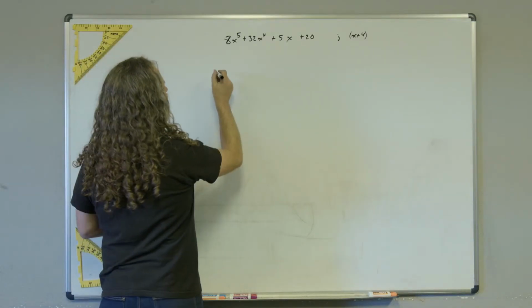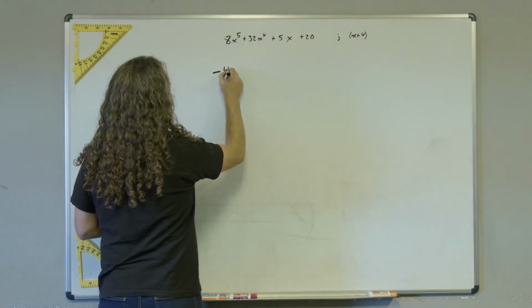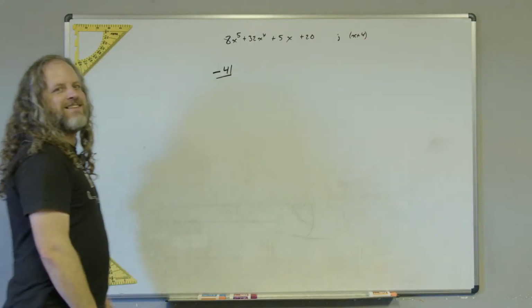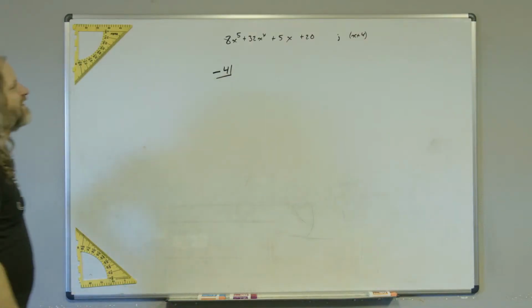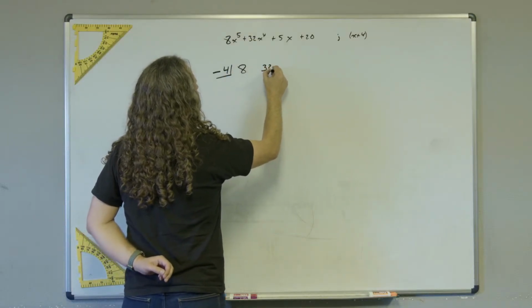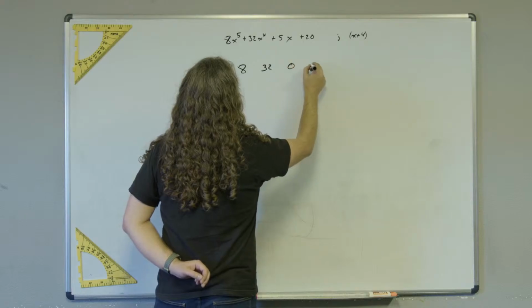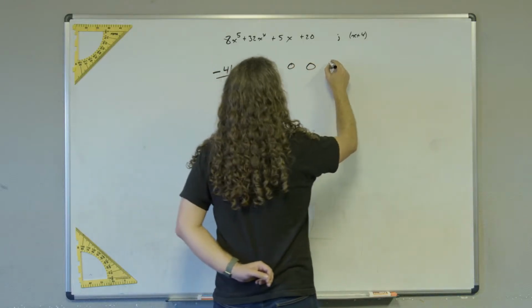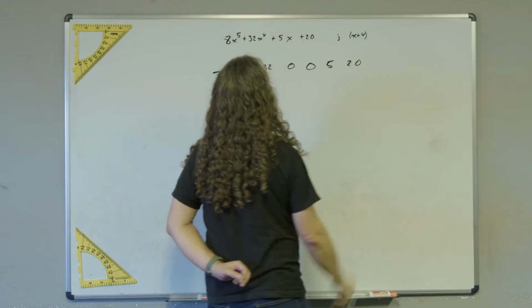Did you do positive? Yeah, but did you change it to a -4? No, I did the division very wrong. He did the long division. Then I also didn't 8, and I didn't 32. Yeah, I was so confused. 3, 2, 5, 20.